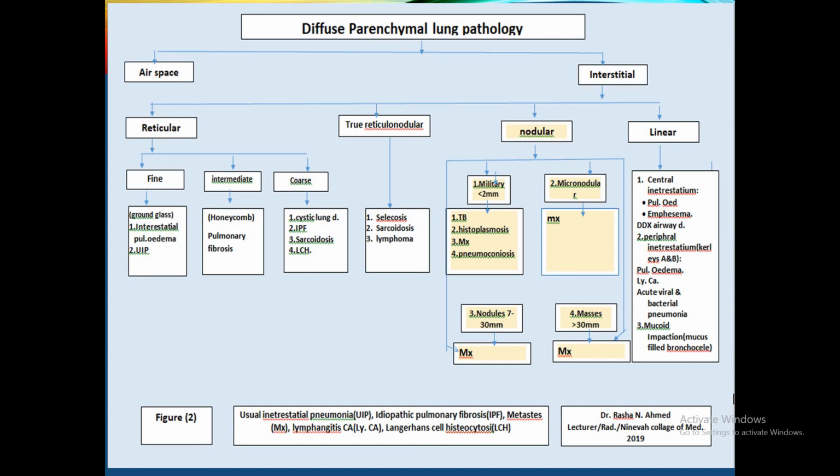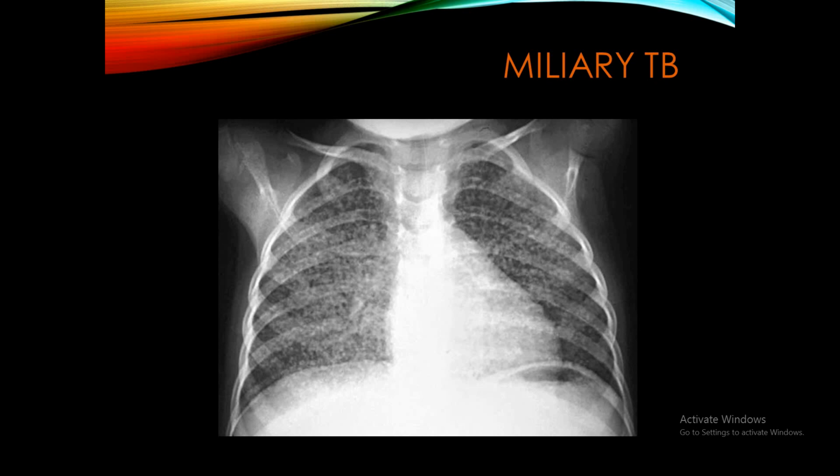And we have micronodular, we have nodules 7 to 30 millimeters, larger أو masses, multiple masses. So miliary, micronodular أو nodular or masses. For the miliary shadow, we have differential diagnoses like TB and chickenpox, as well as histoplasmosis as infection. We have metastasis and pneumoconiosis. Other types is mostly associated with the metastasis.